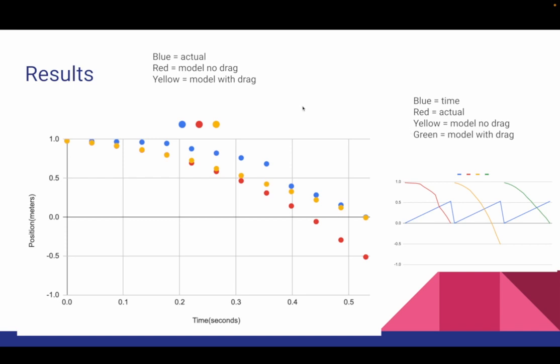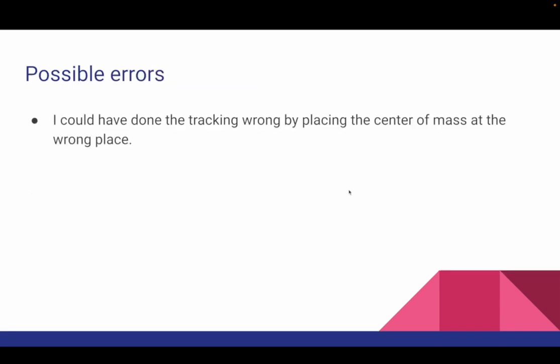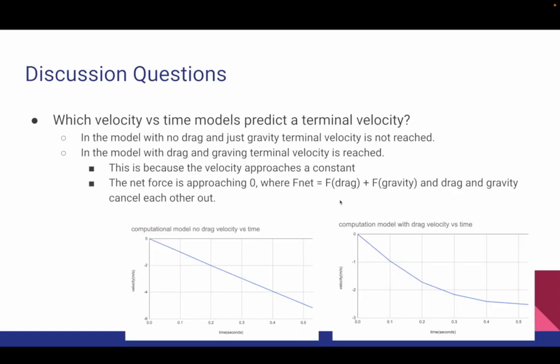Here's the results of all of them: the actual, which is the blue line, the model without drag, which is the red line, and the model with drag, which is the yellow. The model with drag is closer than the model without drag to the real life velocity and position. Possible errors in this experiment were tracking it wrong in Tracker by placing the center of mass wrong.